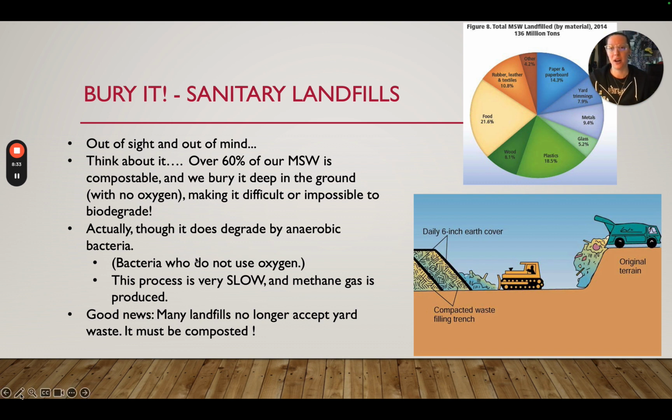And then though it can degrade by anaerobic bacteria. So that's bacteria that does not use oxygen, but this process is extraordinarily slow. And of course, methane gas is produced. And we don't like the methane gas situation because it's a very, very powerful greenhouse gas, which I'll actually talk about on the next slide. But thankfully, many landfills are no longer accepting yard waste. It has to be composted. So we're taking away the yard trimmings portion of this MSW, which is kind of cool.